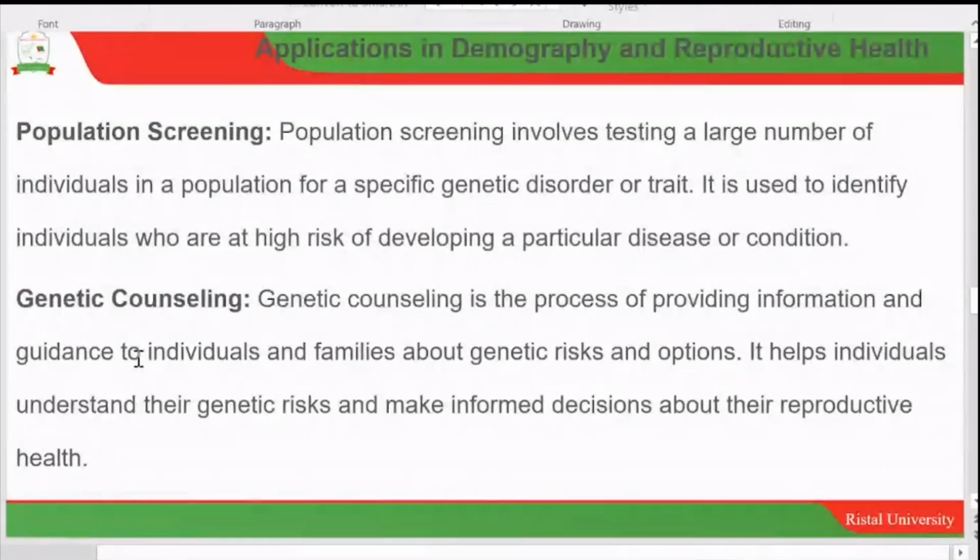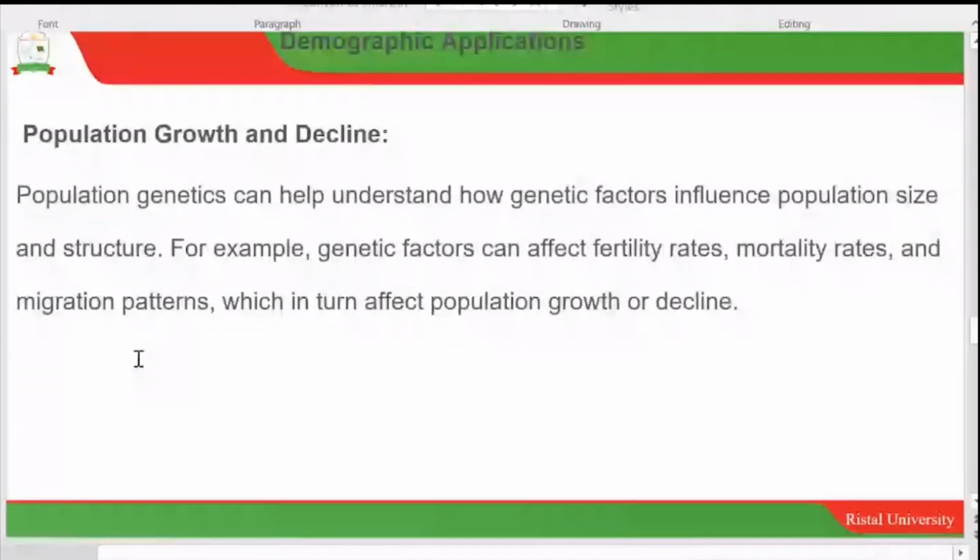We've seen that people who are considered obese react or have more side effects on certain family planning methods, probably those that are hormonal, than those who might not be of that genetic makeup of obesity. So this can help you do counseling for these individuals, and they can make informed decisions about their reproductive health. Then how do we apply it in terms of demography?